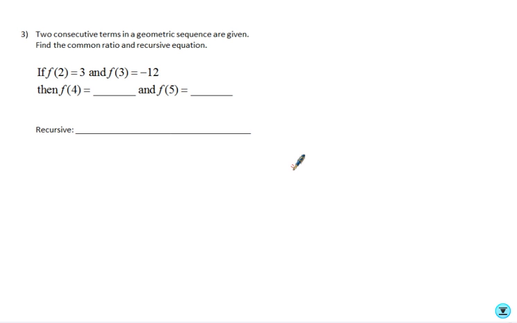Number 3 says two consecutive terms in a geometric sequence are given. We know that geometric means that we are multiplying, right? Geometric means that we're multiplying. And what it says is find the common ratio in the recursive equation. So common ratio just refers to how it's changing, right? How the sequence is changing.